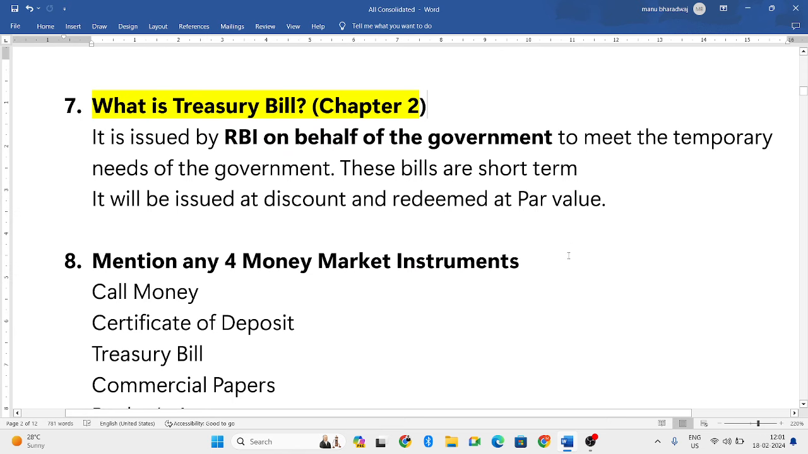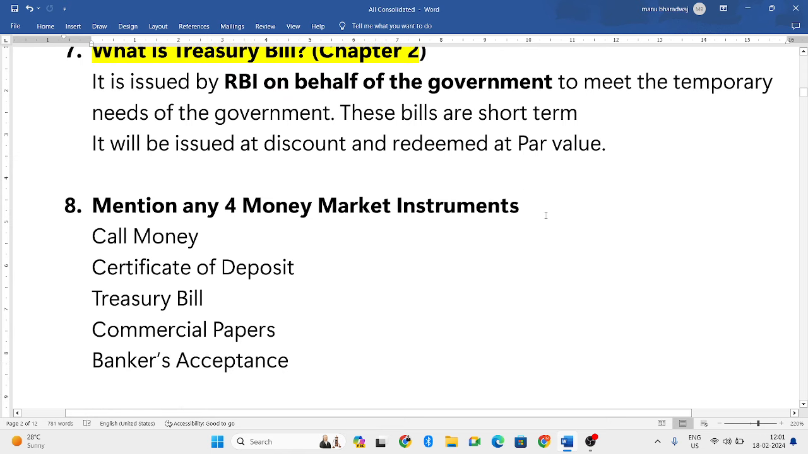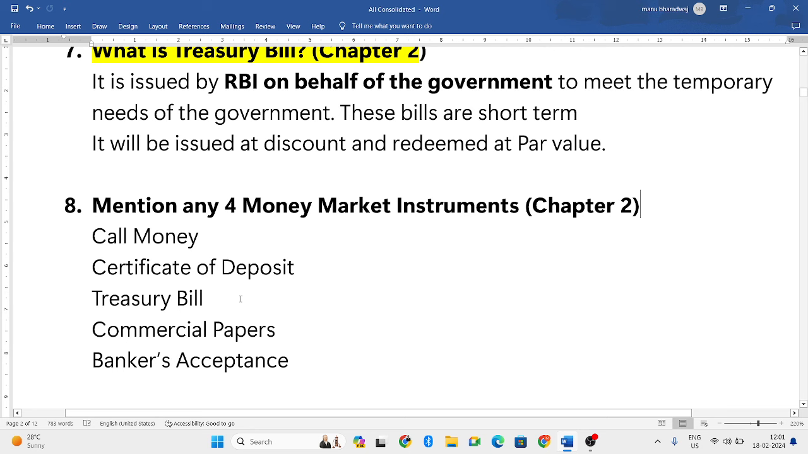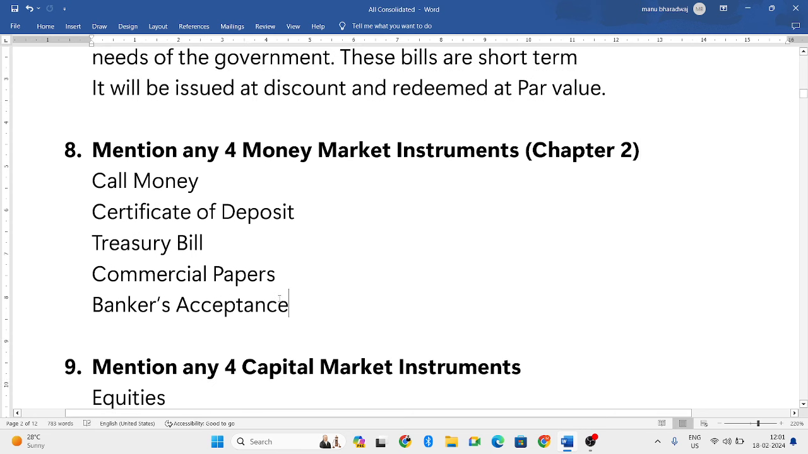Next, mention any 4 money market instruments. So this is also from chapter 2. Call money is there, certificate of deposits, CDs we call this. Then treasury bill, commercial paper and bankers acceptance. These are all the instruments of money market.